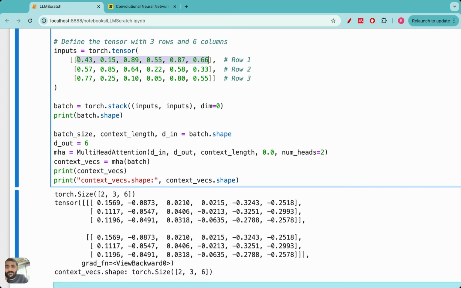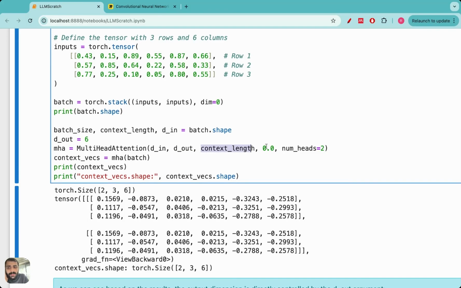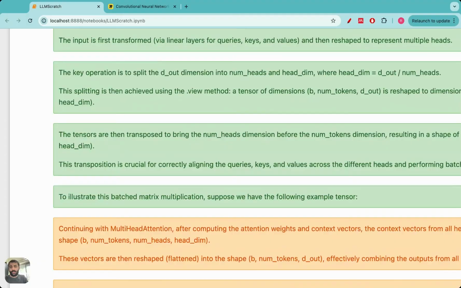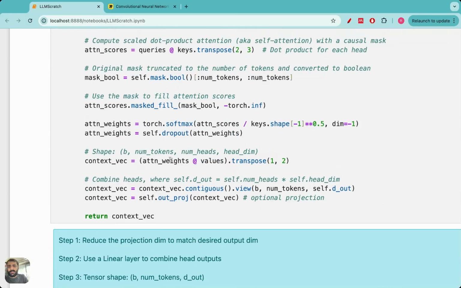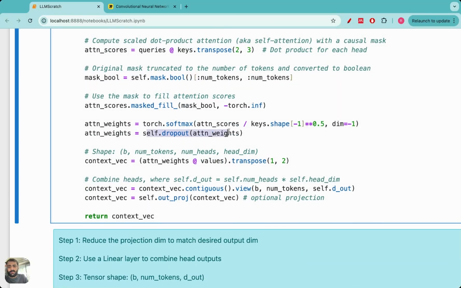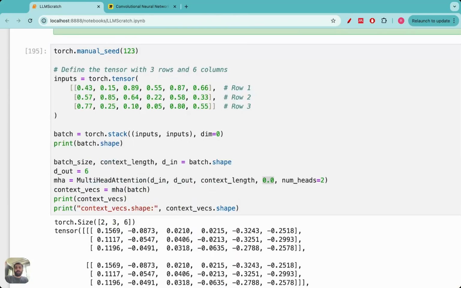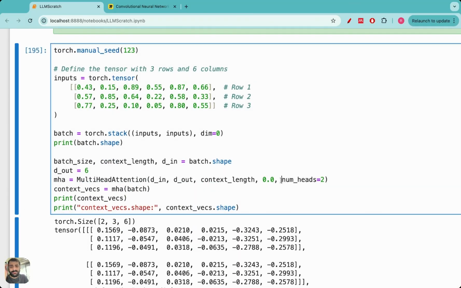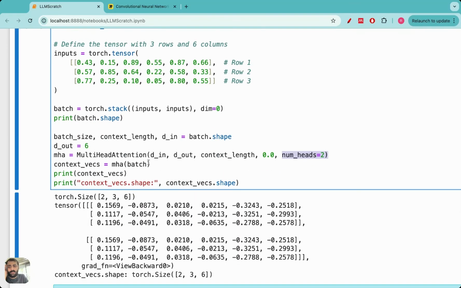Because each token has the input embedding dimension of 6, D out is equal to 6. The context length which we are using is equal to 6. The dropout rate which we are considering is 0. We can even include the dropout rate. The dropout rate will change this last layer of dropout and randomly block out some attention weights. This is good for generalization. And the number of heads is equal to 2.